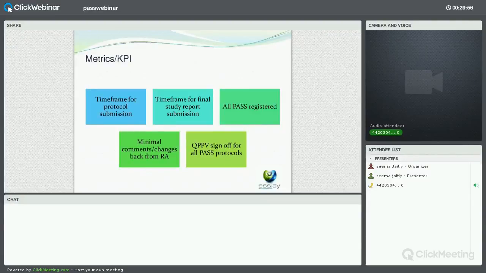So I think looking at metrics and KPIs, it's a bit difficult. I think people are still struggling a bit as well with regards to this, but there's ones like time frame for protocol submission and having a standard time frame for that, making sure you meet your 12-month final study report submission, make sure all of your studies are registered. One, I guess, KPI would be comments or changes back from your regulatory authority, because the better the protocol, the better thought behind that. You shouldn't be getting so many comments back, and making sure your QPPV signs off for all protocols related to post-authorization safety studies.